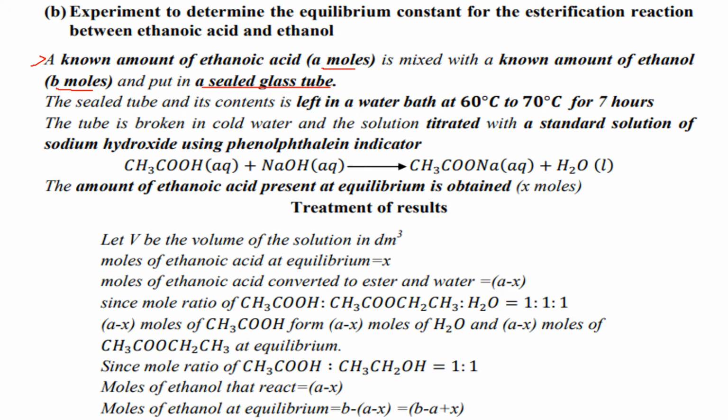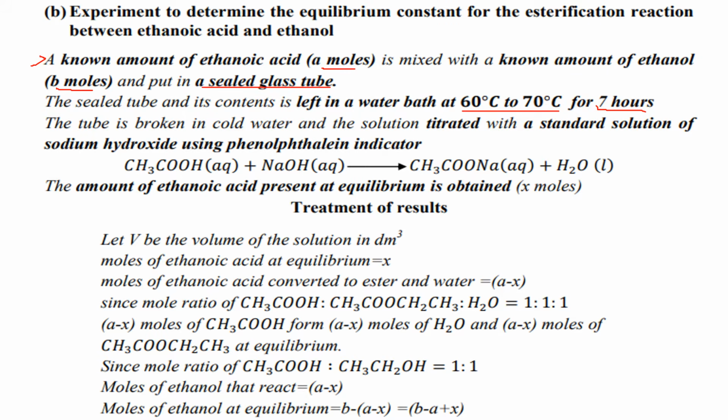And you're saying that the sealed tube and its contents are then left in a water bath at a constant temperature, which is going to range from 60 degrees Celsius to 70 degrees Celsius. And it's going to be done for a specific period of time. You can either specify the time, or you can say for a specific period of time, probably around 7 hours. And they're saying that the tube is going to be broken under cold water, and the reason for that is to dissolve what you have formed at equilibrium.